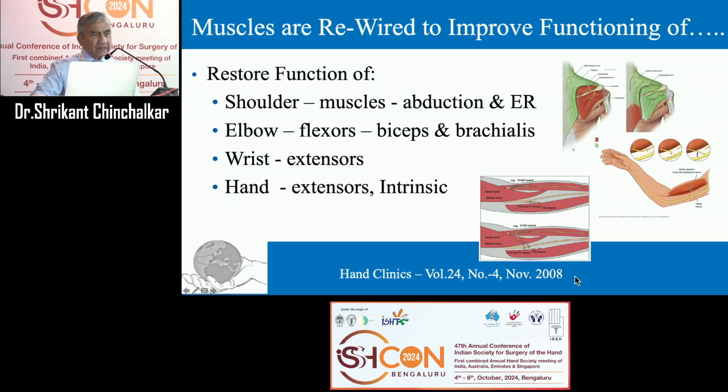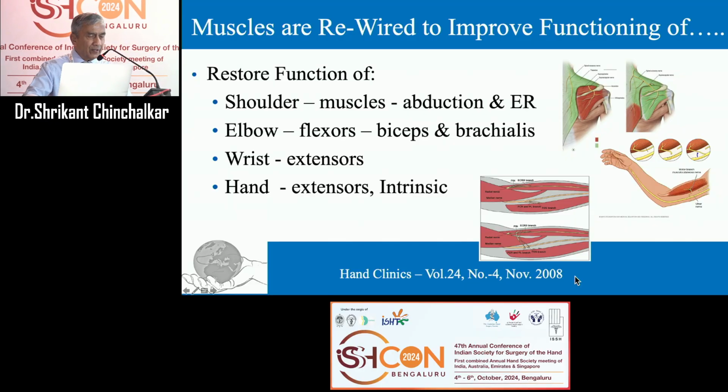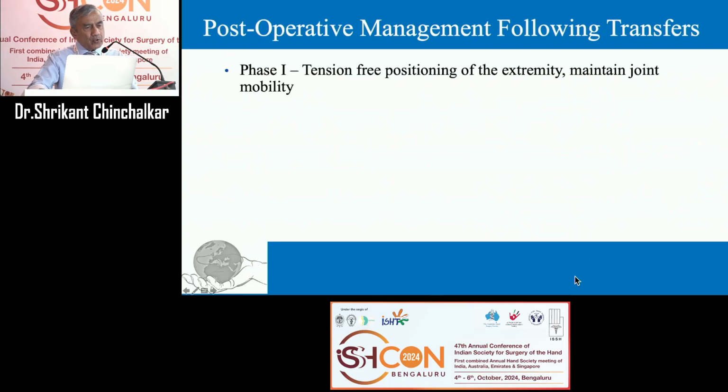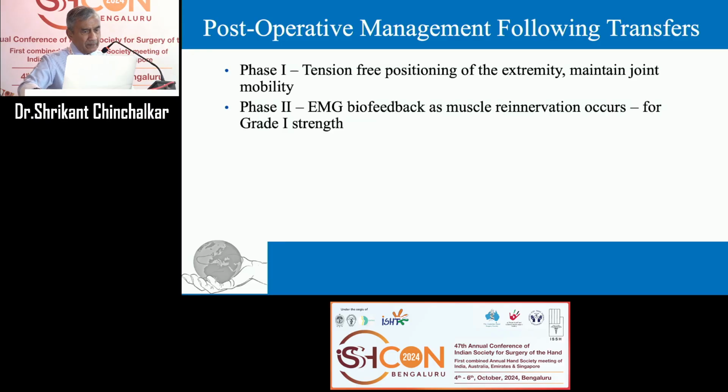So the muscles are rewired to get the desired function at shoulder, elbow, wrist and hand, depending on what their primary pathology is. So post-operatively we have divided our rehabilitation program into 5 different phases. Phase 1, patient should have tension-free positioning of the extremity, and then we maintain the passive mobility of the joint.